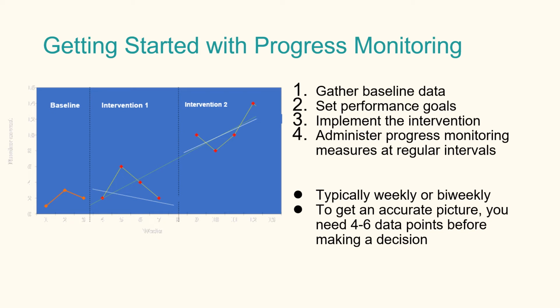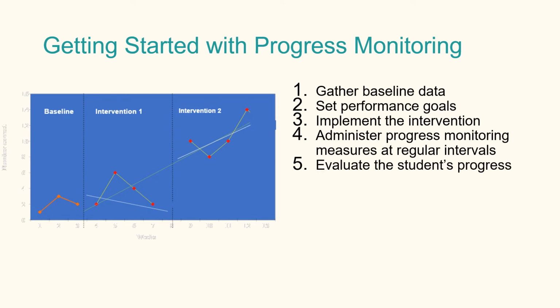Testing weekly means you'll have that information in 4 to 6 weeks. Bi-weekly will take 8 to 12 weeks to have that many data points. Once you have 4 to 6 data points, you are ready to review the graph and make an informed decision using your decision rules. We will go over that process in the coming slides.